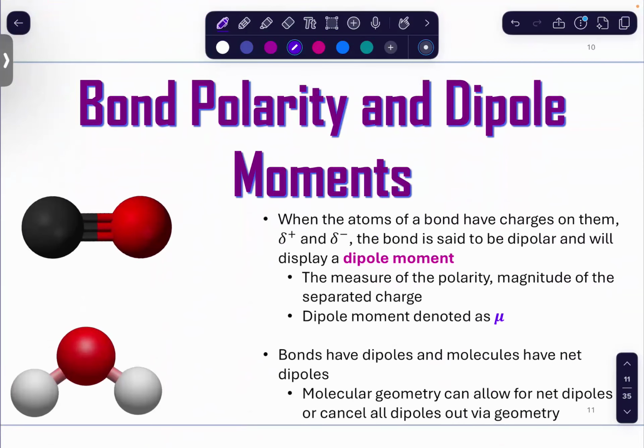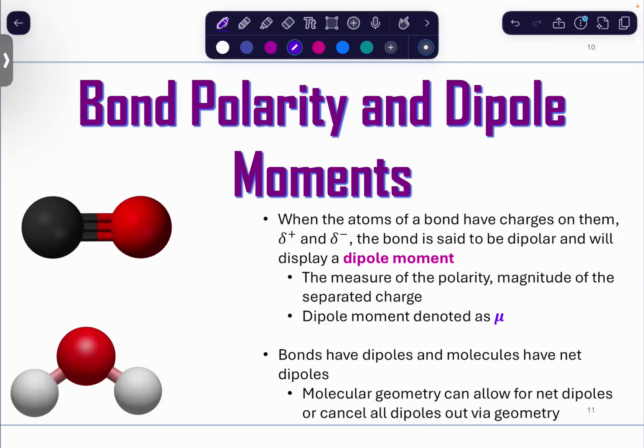Okay, so back to bond polarity and dipole moments. So, of course, your dipole moment is a measure of polarity, and it's going to be represented with the Greek letter mu. Okay, so let's start looking at some compounds with polar bonds.